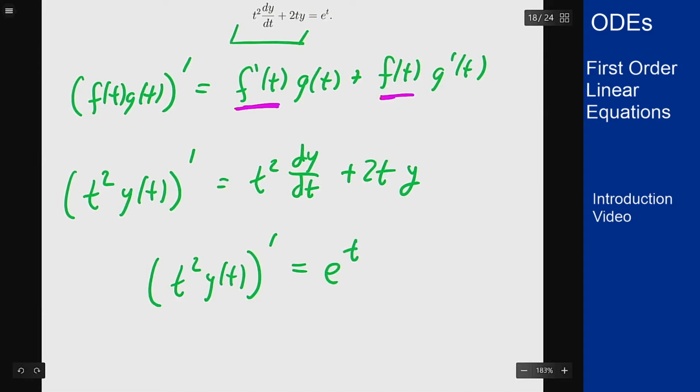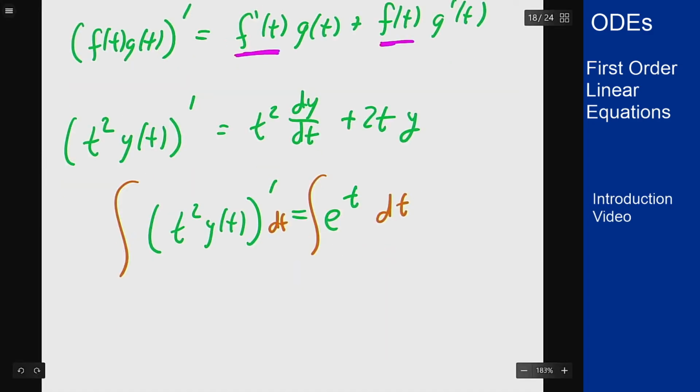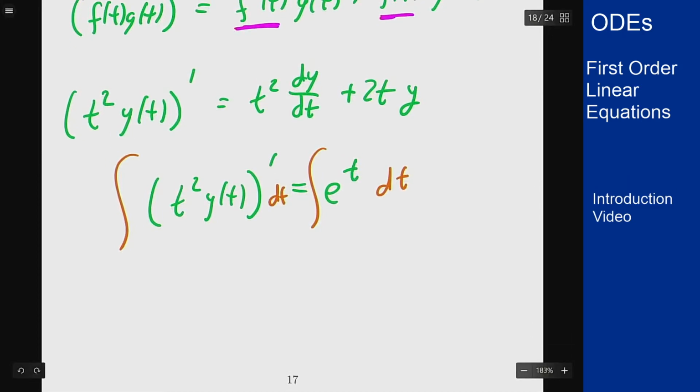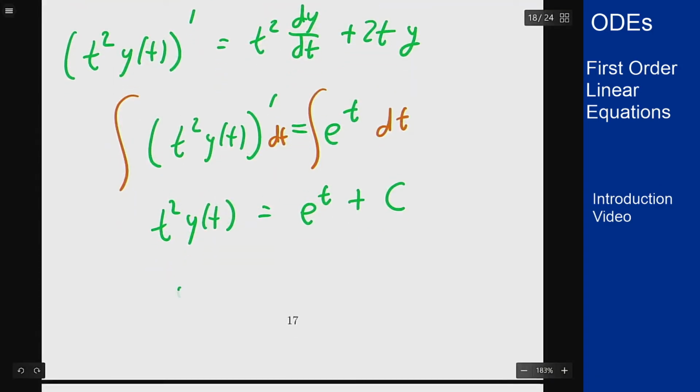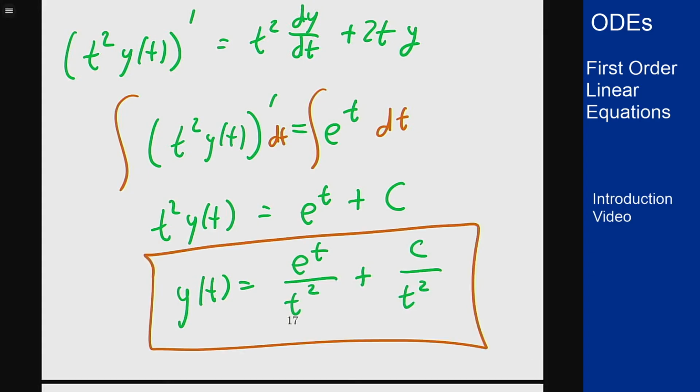Now that I have a derivative on the left and a function of only t on the right, I can integrate both sides in t, and by the fundamental theorem of calculus, the left-hand side becomes t squared times y of t, and the right-hand side becomes the antiderivative of e to the t, which is e to the t, plus c. Then I can divide through by t squared to solve for y, to get my answer: y of t is e to the t over t squared plus c over t squared. Notice the form in which I have c divided by some other function. That's going to be a common theme throughout this section.